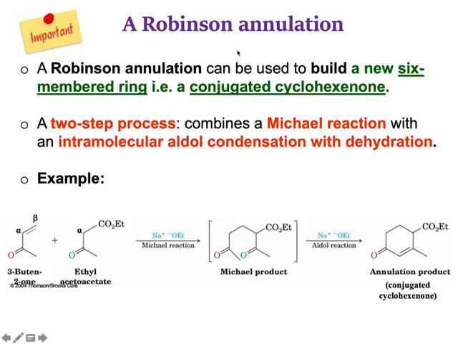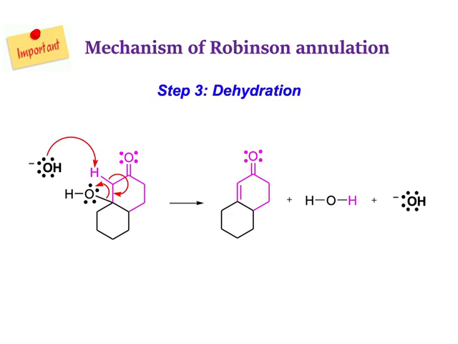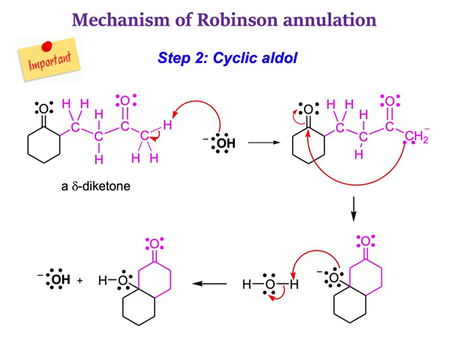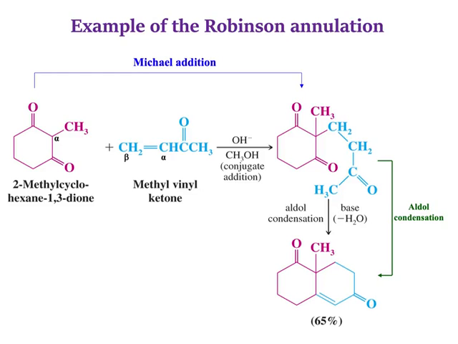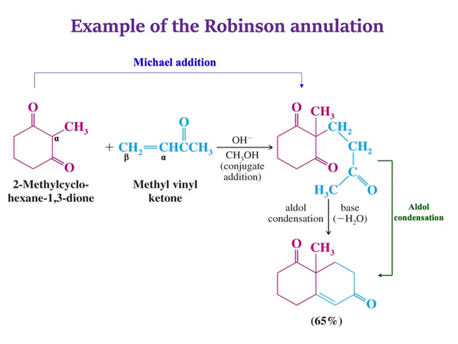Okay, in Robinson annulation, you want to build a new 6-membered ring. That's why you get the 6-membered ring here. Okay, the keywords come from the reaction Robinson annulation. We want to form the cyclic ring. Okay, so the reactions involved are Michael addition and Aldol condensation.